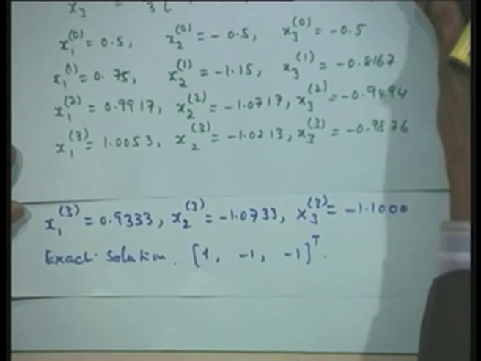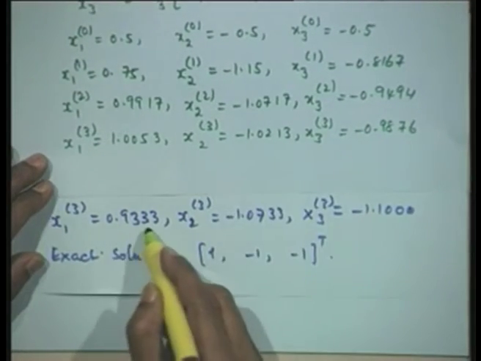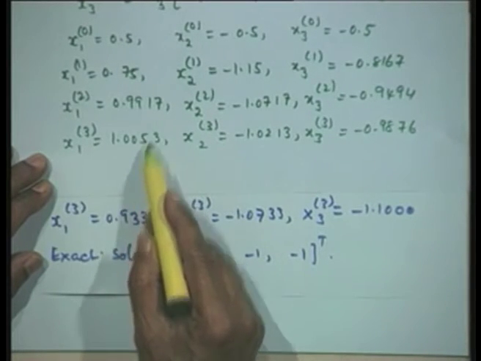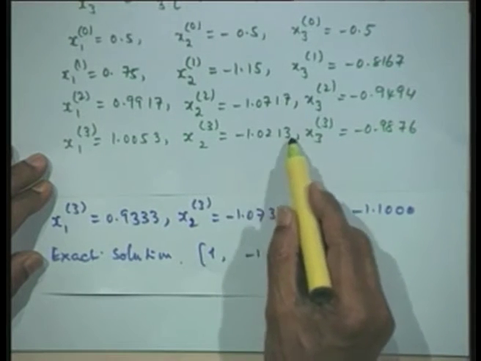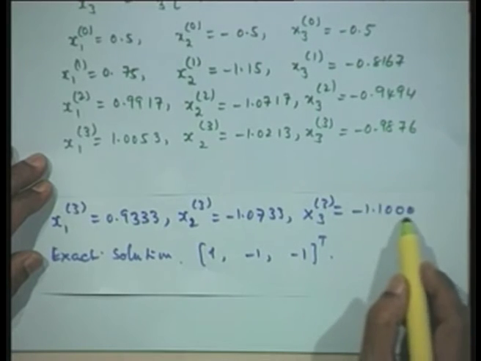Now, it would be interesting for us to compare this value with what we had obtained in the Gauss-Jacobi value. If you look at this, the Gauss-Jacobi value was 0.9333, the exact solution was 1, and here we got 1.0053. This value is very close. This is 0.0213, 0.0733, 0.9816, and this is minus 1.1.